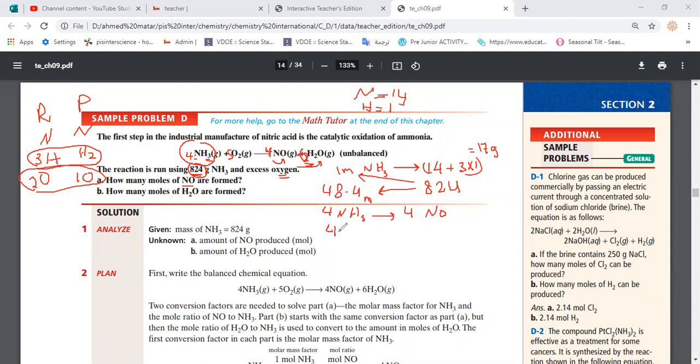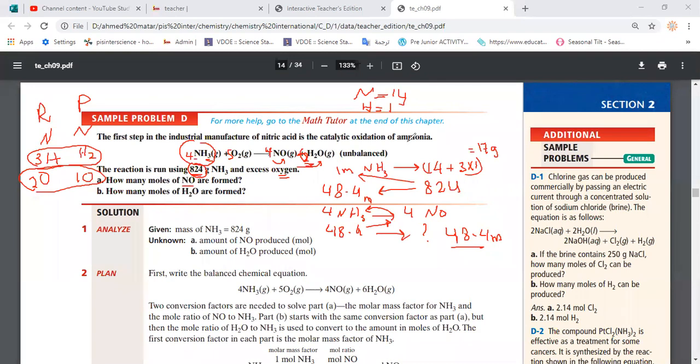So how many moles do you have already? They are 48.4. So they are going to produce how many moles? Cross multiplication. So according to the equation, they are going to produce 48.4 moles. Is it hard like this? No. Could you please answer the second part, B?